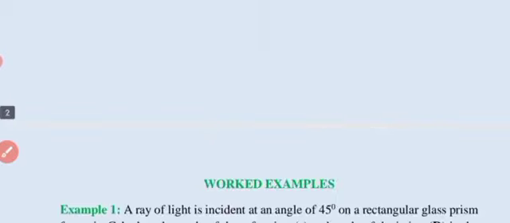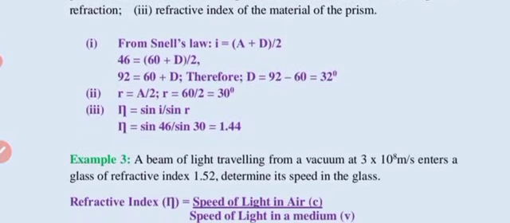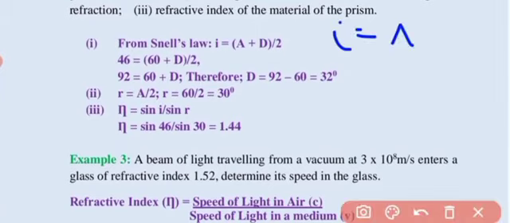Okay, let's go back to the second example. As we can see from Snell's law, we can deduce that i equals (A plus D) over 2, and that is what we use here. Our i equals 46, and A, which is the refracting angle of our equilateral triangular prism, equals 60 degrees because all angles are equal. With this equation, we substituted these parameters and we are able to get 92.